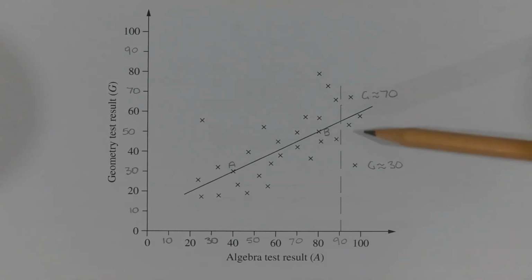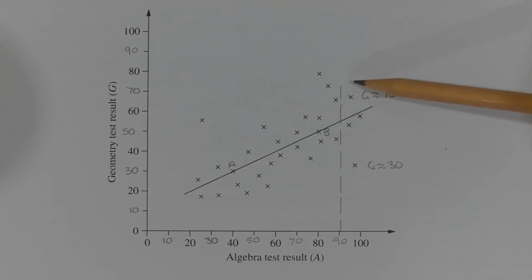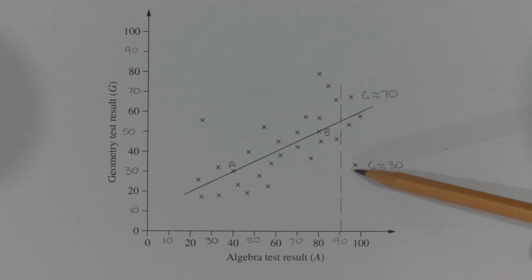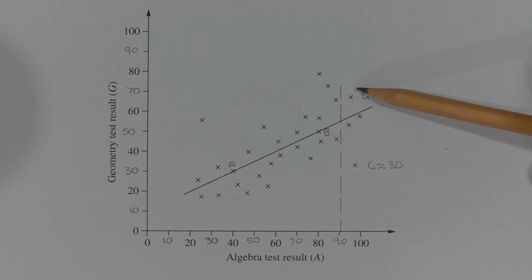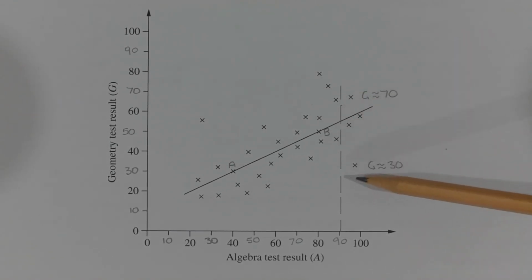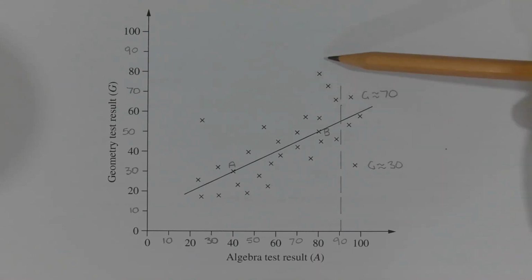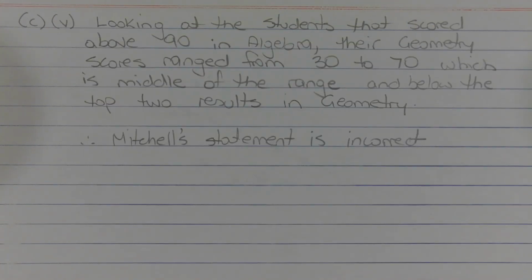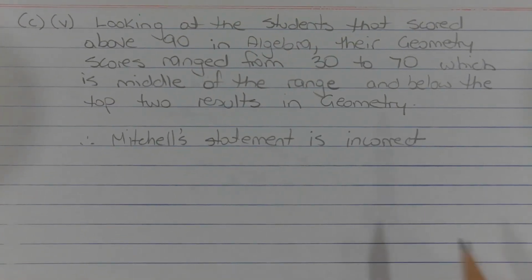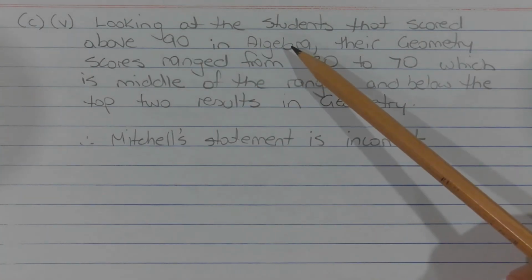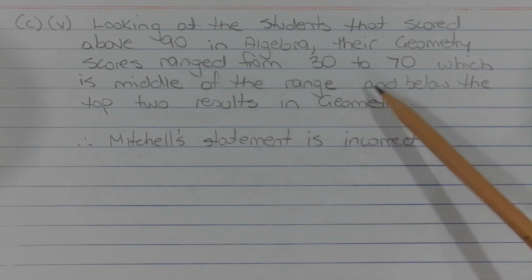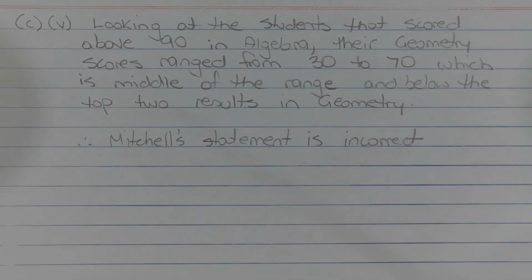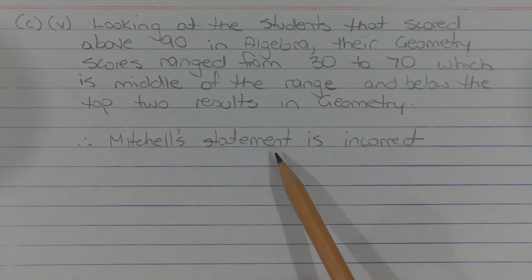Now, referring to the geometry scores, we can see that the geometry scores varied considerably. The lowest geometry score is around 30 and the highest is around 70 in this group of 4. We can also see that there are students that achieved above 70 here. So to summarize, looking at the students that scored above 90 in algebra, their geometry scores ranged from 30 to 70, which is in the middle of the range and below the top 2 results in geometry. Therefore, Mitchell's statement is incorrect.